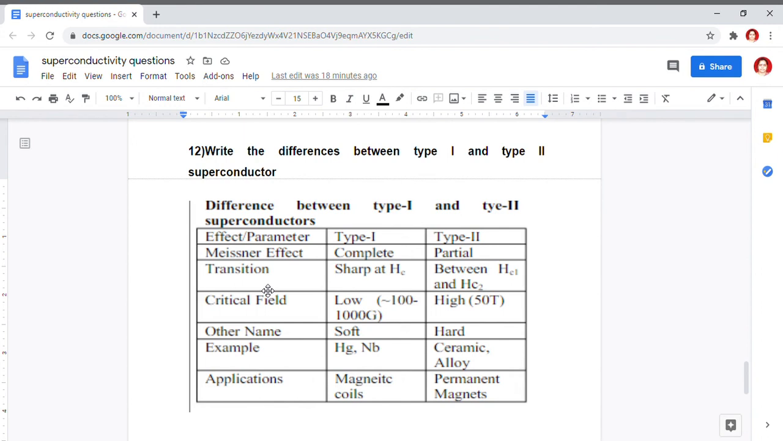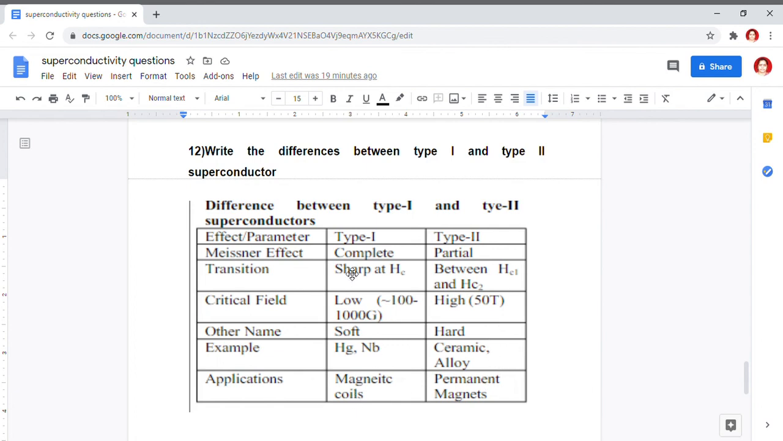Type of transition: in type first superconductor, there is a transition from superconducting state to normal state, and this transition is sharp at a critical field Hc. This transition in type second superconductor takes place between Hc1 and Hc2. The value of the critical field is low in type first superconductors. It is very high for type second superconductors. Type first superconductors are soft superconductors, whereas type second superconductors are termed hard superconductors. Examples of type first superconductors are mercury and niobium. Examples of type second superconductors are ceramics and alloys.